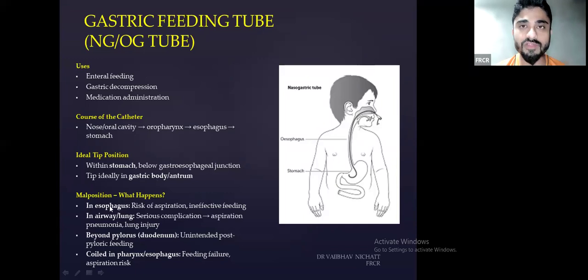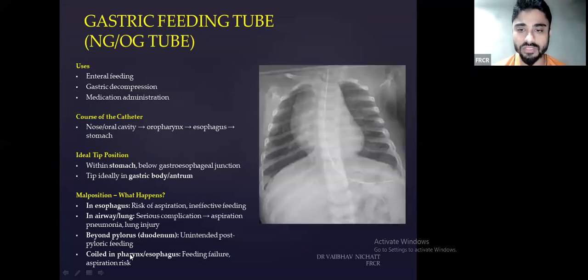If malpositioned, if the tip is still in the esophagus, then there is a high risk of aspiration along with ineffective feeding. If it goes into the airway or lungs, then serious complications might happen, such as pneumonia, abscess formation, and lung injury. If it goes beyond the pylorus, then there will be post-pyloric feeding. If it is coiled or kinking in the esophagus, then there will be inadequate feeding, feeding failure. The patient might develop aspiration pneumonia. This is how a gastric feeding tube will look on the chest radiograph.